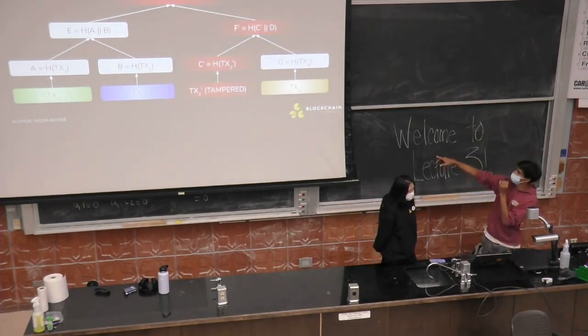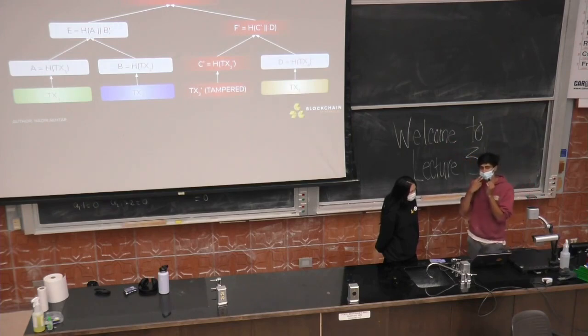We can see this here in the next slide. If you tamper with transaction 3, it'll change the hash of transaction 3, it'll change the hash up, and it'll change the Merkle root hash. So in this way, any changes to transactions propagate up the tree.